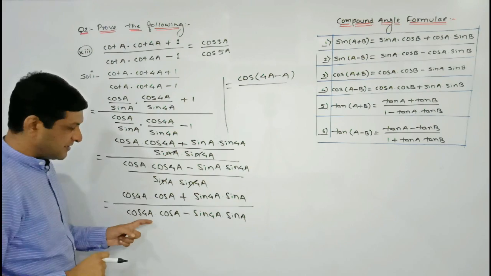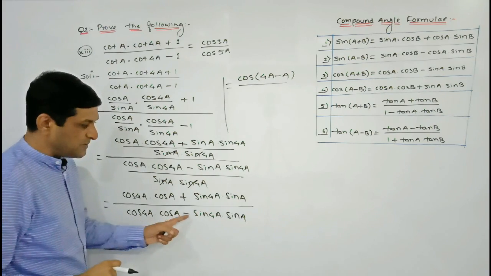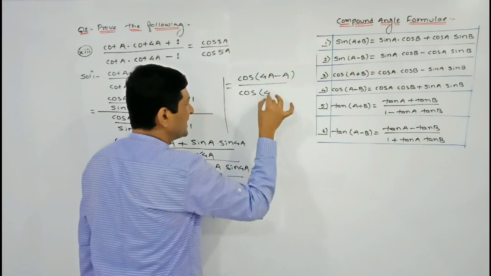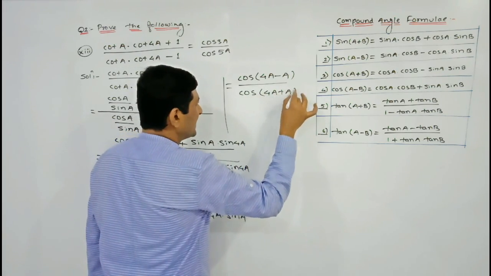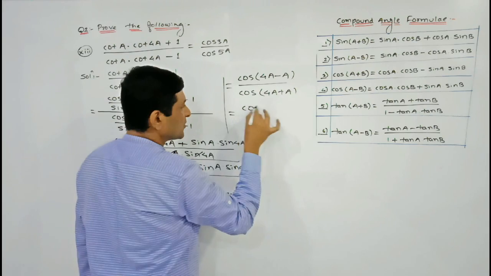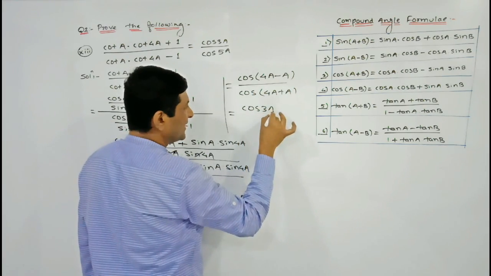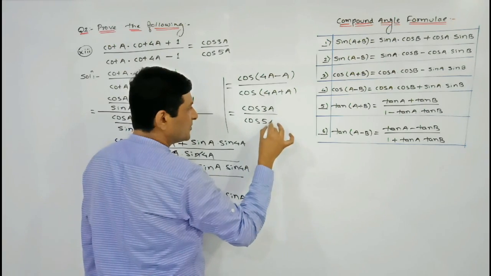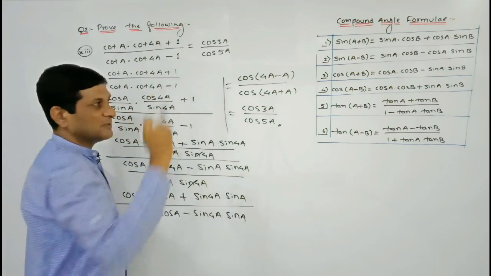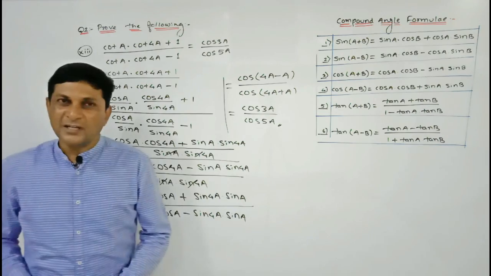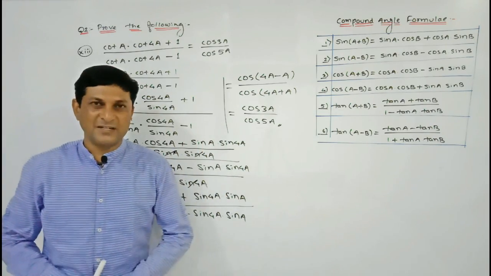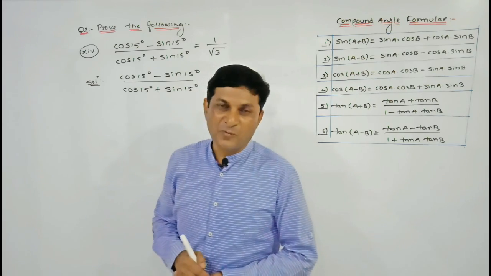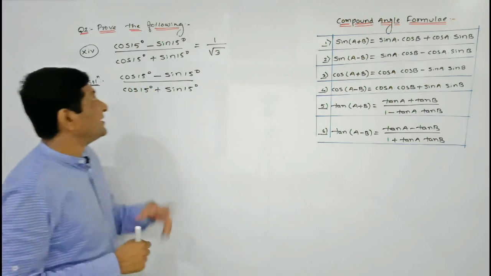In the denominator, terms are in the form of cos a into cos b minus sin a into sin b, which is the value of cos a plus b. A is 4a, plus b is a. So which is equal to, cos 4a minus a is 3a, and in the denominator cos 4a plus a will be equal to 5a, and that is nothing but our required result. In this way, using the left hand side, we have shown that its value is equal to the right hand side.